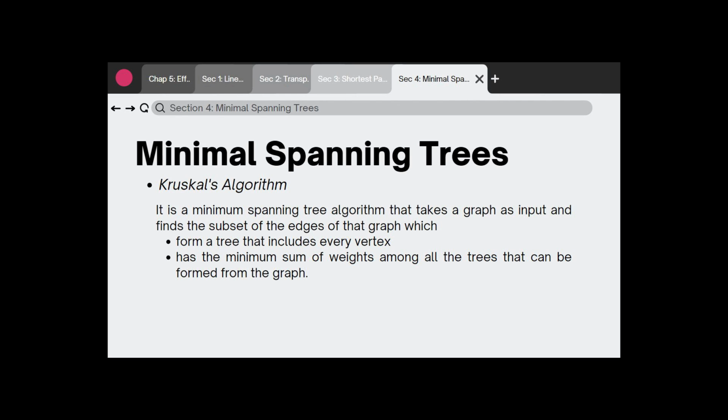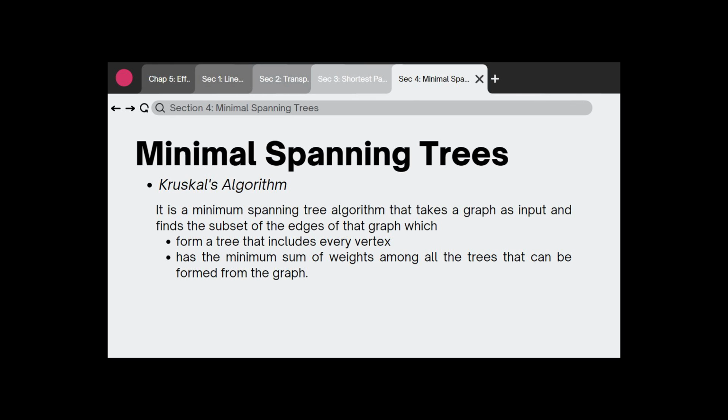Kruskal's algorithm is a minimum spanning tree algorithm that takes a graph as input and finds the subset of the edges of the graph which form a tree that includes every vertex with the minimum sum of weights among all the trees that can be formed from the graph. We start with the edges with the lowest weight and keep adding edges until we reach our goal.